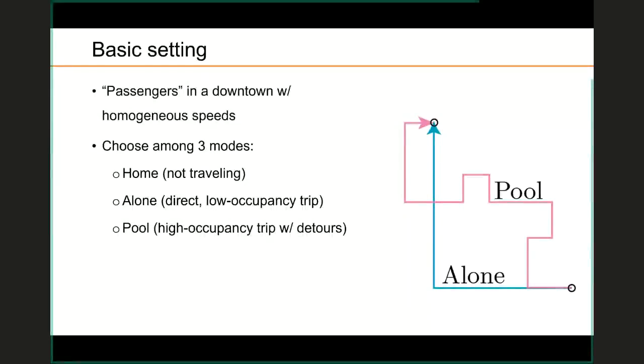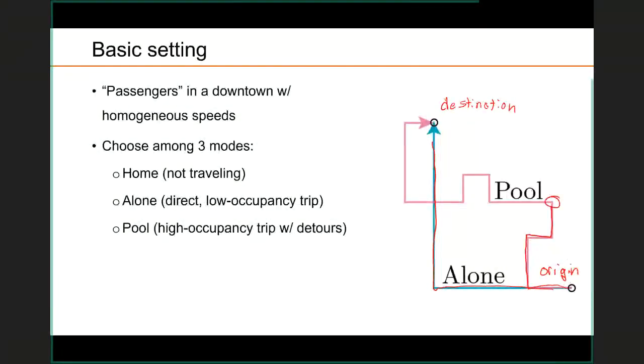So there will be other people in the car with me, but in order to get them, the vehicle is going to have to go out of its way. So this would be the origin of my trip, and this would be the destination. And I am essentially deciding between either just staying at the origin, taking an alone trip, where I go the most direct route, like the Manhattan distance, or taking the pooled trip.